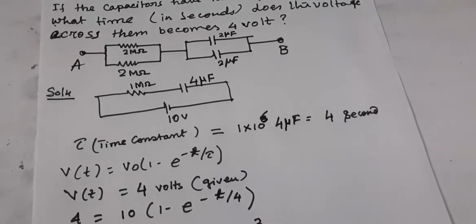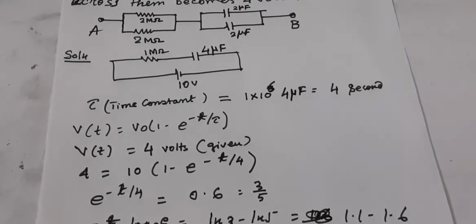Now we can substitute in this equation. We need V as a function of time, that will be 4 volt, that is our data available. The initial battery supply is 10 within bracket 1 minus e to the power minus small t by 4, the time constant being 4 seconds. Now solving this: 4 divided by 10 will give 0.4, and then it will bring e to the power minus t by 4 to the left side, it will give you 0.6 because 1 minus 0.4 will give 0.6, that means 3 by 5.